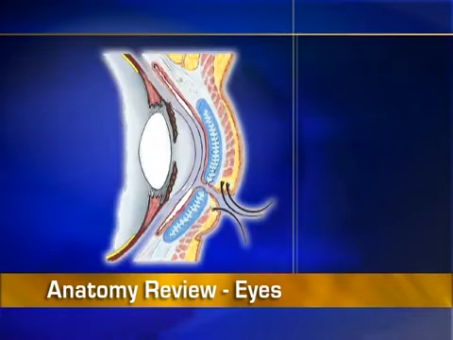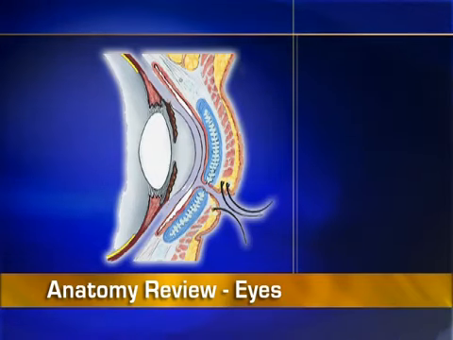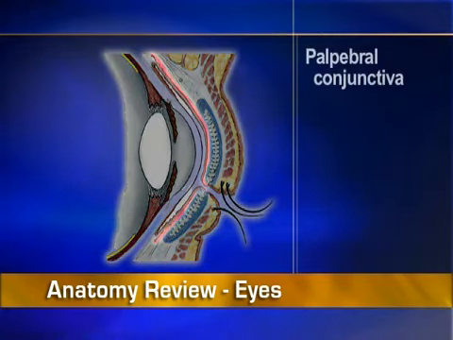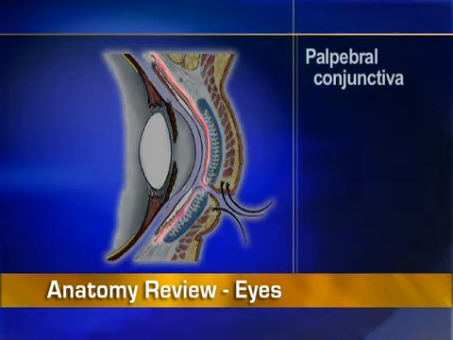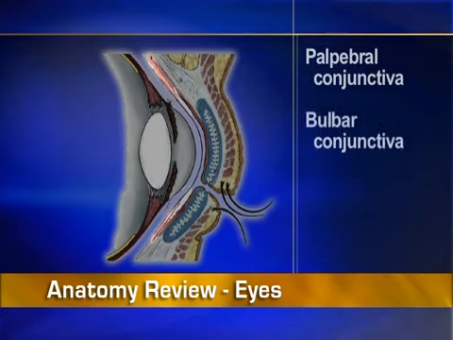The transparent conjunctiva protects the eye. The palpebral conjunctiva lines the eyelids and folds back over the eye. The bulbar conjunctiva overlays the eyeball. It merges with the cornea at the limbus.